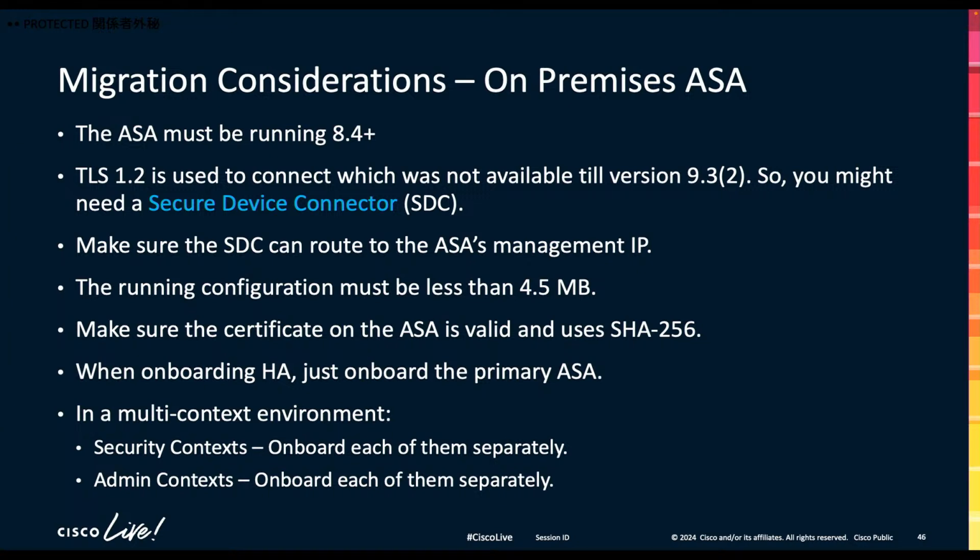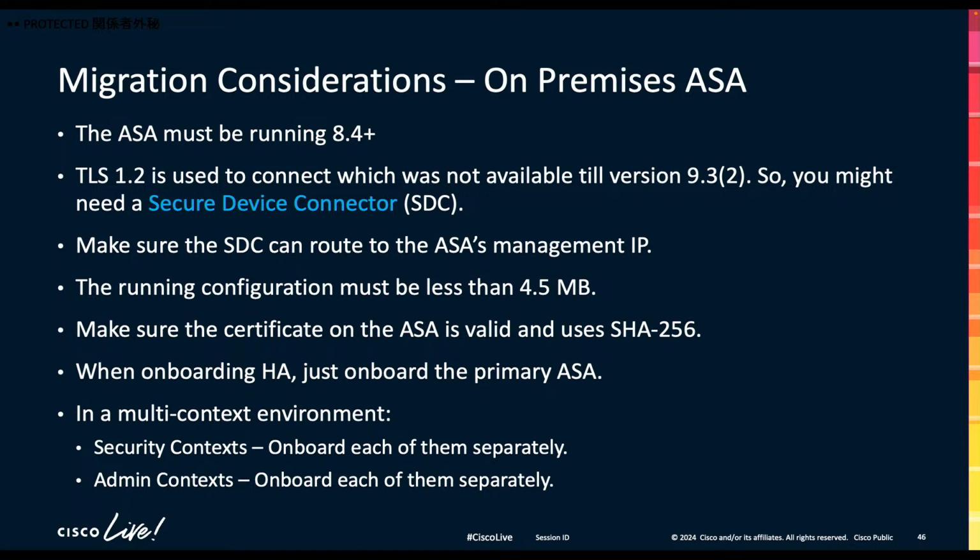Now, things to consider when you're onboarding on-premises ASAs. The ASA version, 8.4 or higher, it's going to use TLS 1.2. If you're running an older ASA on an older code that doesn't support that, you might need a secure device connector, which is a VM that you could deploy on-premises, acts like a proxy to let all your on-premises ASAs connect to CDO. Right? Just another connector. Excellent.